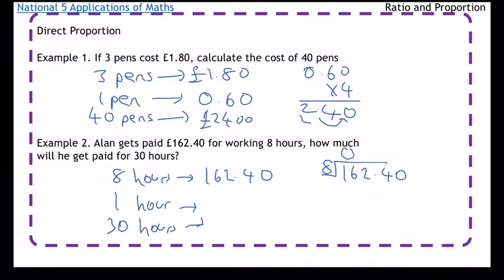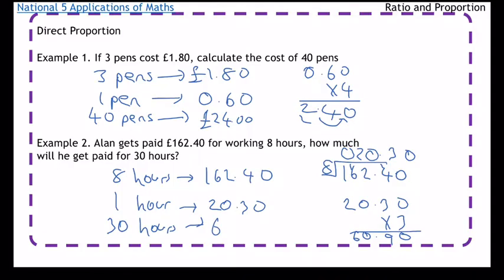So 8 into 1 doesn't go. 8 into 16 goes twice. 8 into 2 doesn't go. 8 into 24 goes 3 times with no remainder. So £20.30 is how much he'll make in 1 hour. Then 30 hours is going to be really similar to what I did with example 1. I'm going to times it by 3, and then I'm going to times it by 10. So 3 times 0 is 0, 3 times 3 is 9, 3 times nothing is nothing, 3 times 2 is 6. So it's £60.90, but then times that by 10, so it's £609.